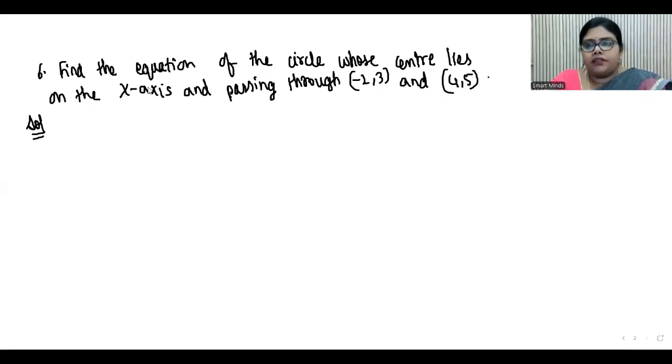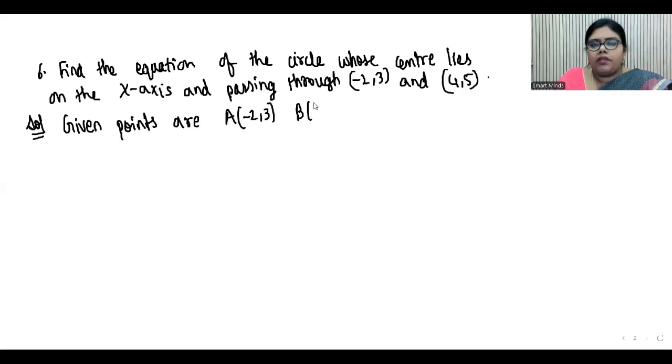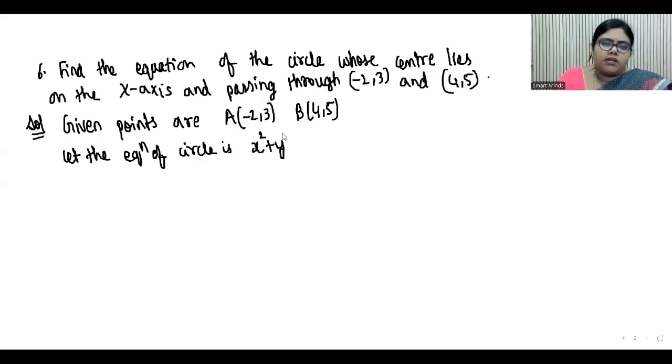Take the next question. Find the equation of the circle whose center lies on the x-axis and passing through minus 2, 3 and 4, 5. So first let us write the given points. Given points are A minus 2, 3 and B 4, 5. Now let the required equation of the circle be the general equation. What is the general equation? x square plus y square plus 2gx plus 2fy plus c is equal to 0. This is equation number 1.